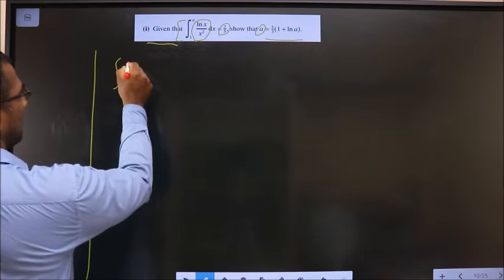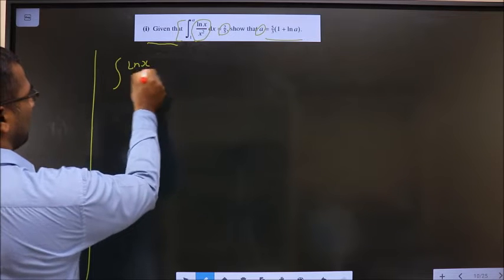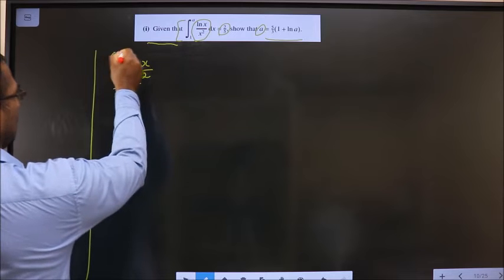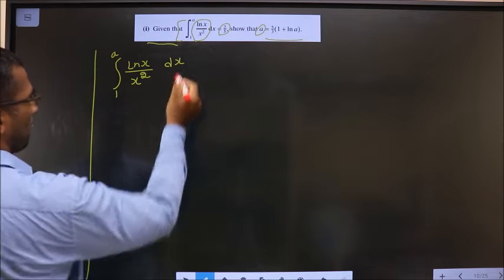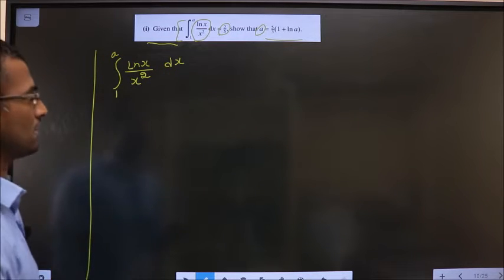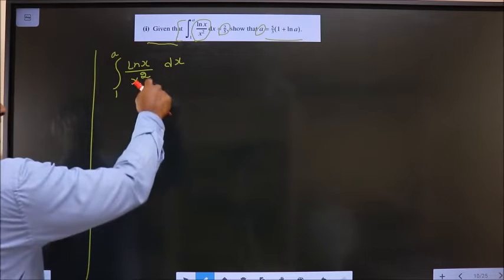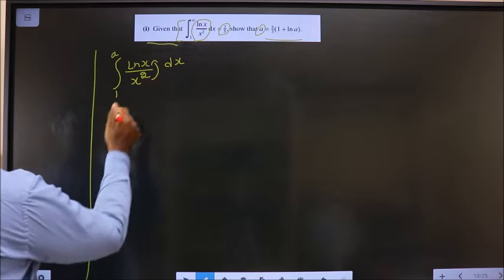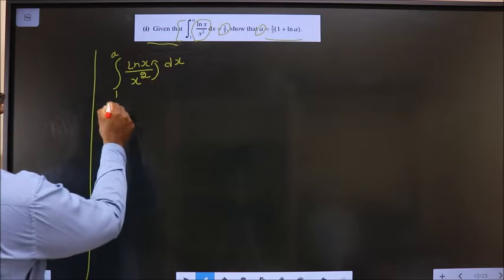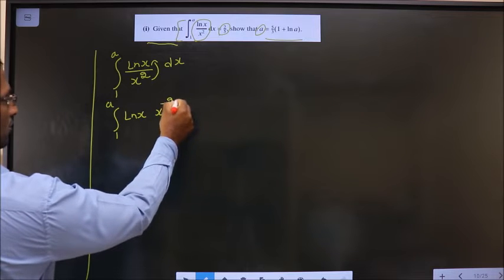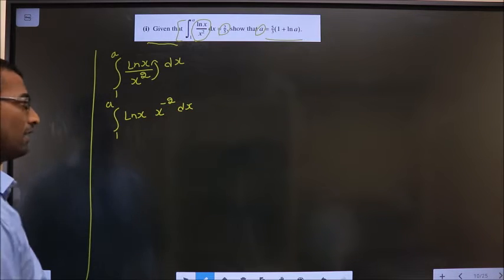So that is the integration of ln x by x square from 1 to a dx. First, to integrate this, what I do is, I take this x square to the top. So what will it become? ln x times x power minus 2 dx.